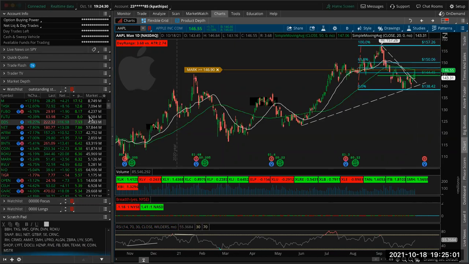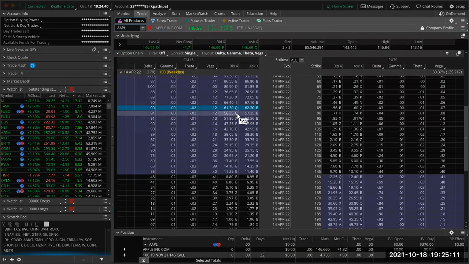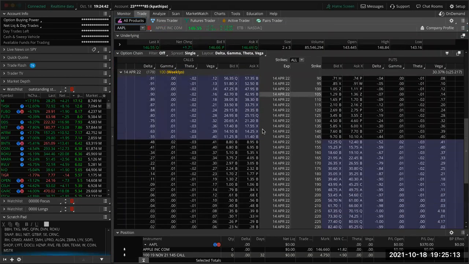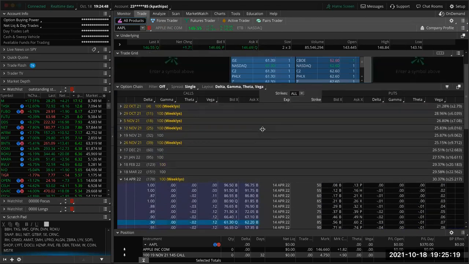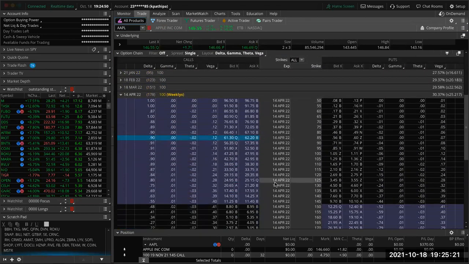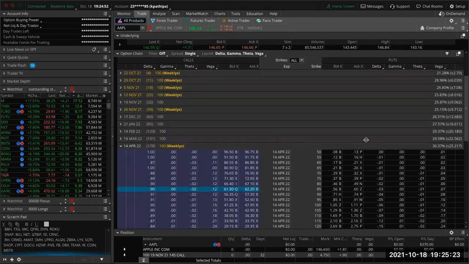KP, if I were to sell a covered call on Apple, what would your suggestion be? A covered call is a bad idea for this one. You would sell a covered call for the one that has a huge premium. The premiums are really, really low for this one.